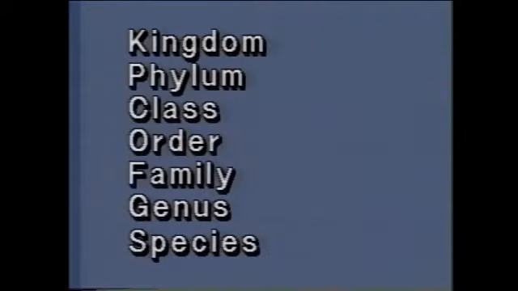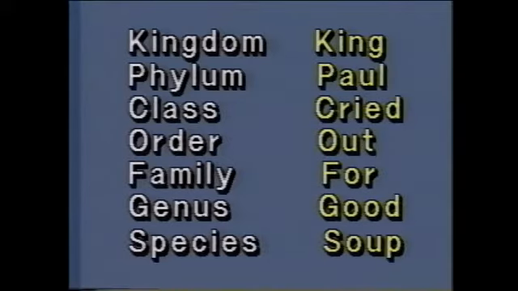In your unit on animals, you should review some of the primary concepts first. The idea that we classify animals according to their characteristics. Remember that memory aid and that animal classification scheme: King Paul cried out for good soup. You might start taking a look at that.